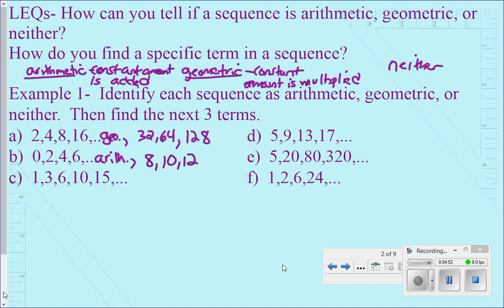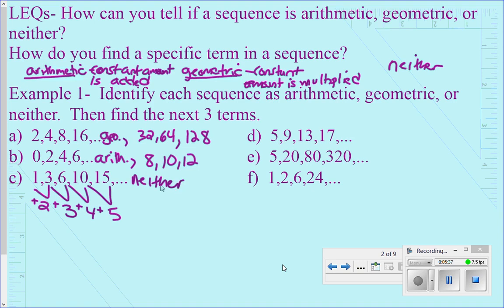Next one. That one, hopefully you're, well, first of all, copy that. 1, 3, 6, 10, 15. You're probably not noticing that one as quickly. It's not quite as obvious. So when it's not obvious, what you want to do to check to see if it's arithmetic is subtract. So I'm going to do 3 minus 1 and get 2, 6 minus 3 and get 3, 10 minus 6 and get 4, 15 minus 10 and get 5. And those are the numbers that are being added on. Now, I'm definitely seeing that those are not the same number, so it's not arithmetic. And if I divide, 3 divided by 1 is 3, 6 divided by 3 is 2. Those aren't the same number either. So it's not arithmetic or geometric, it is a neither.